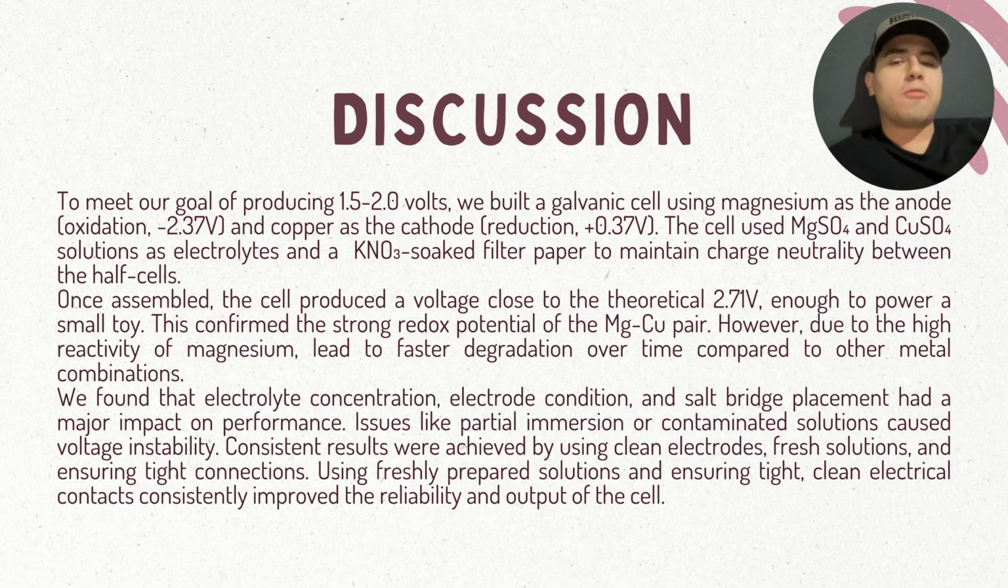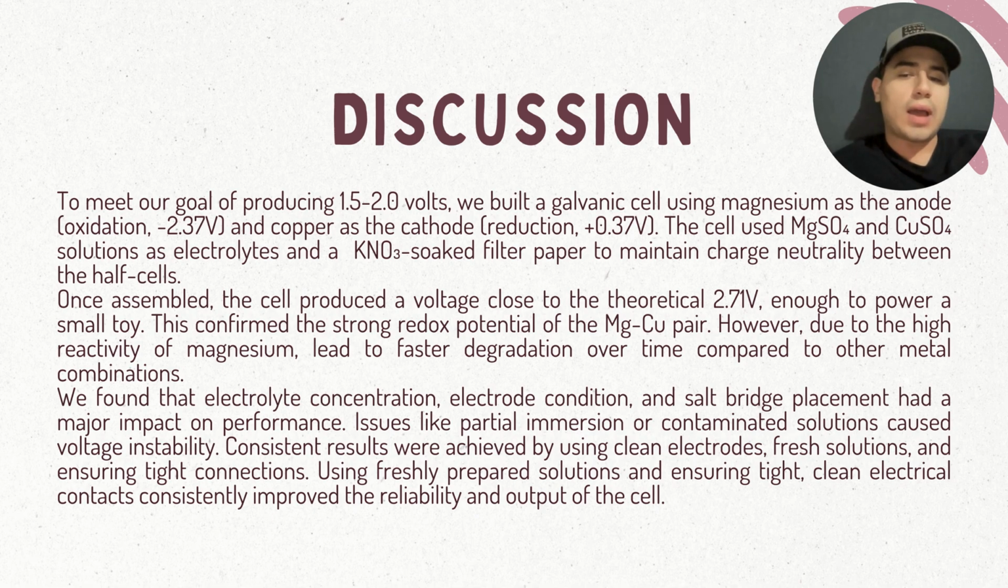To meet our goal of producing 1.5 to 2 volts, we built a galvanic cell using magnesium as the anode and copper as the cathode. The cell used magnesium sulfate and copper sulfate solutions as electrolytes and a potassium nitrate soaked filter paper to maintain charge neutrality between the half cells. Once assembled, the cell produced a voltage close to the theoretical 2.71 volts, enough to power a small toy. This confirmed the strong redox potential of the magnesium copper pair.